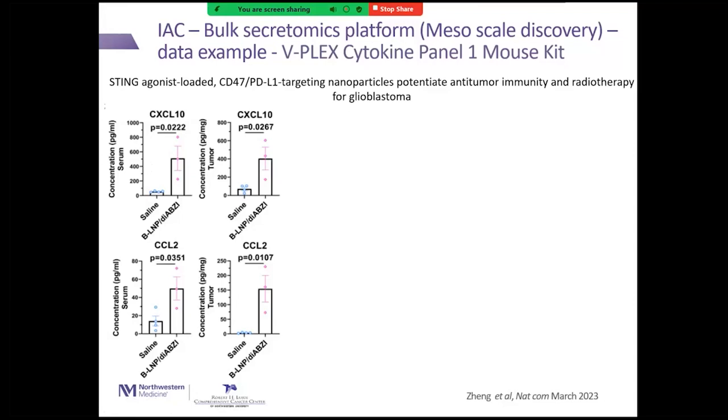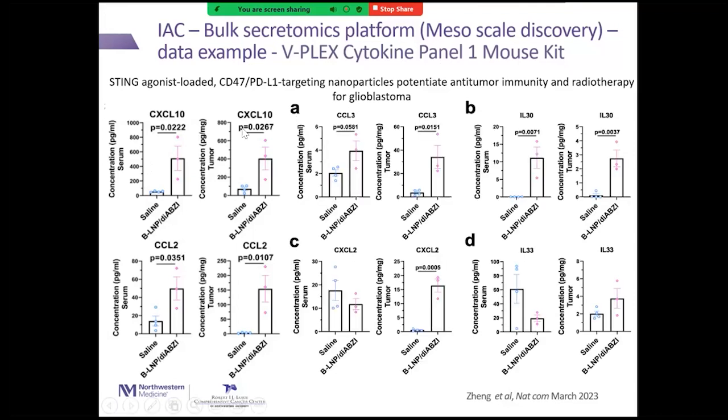What they found out was there was a significant difference between the CXCL10 and CCL2 production between the control mice and the drug-treated mice. And so both of these markers are T-cell activation markers. And then, as I said, this was a 10 protein panel, so they also were able to see CCL3, IL-30, CXCL2, IL-33, but there were no major differences between IL-33 and IL-30, I guess.